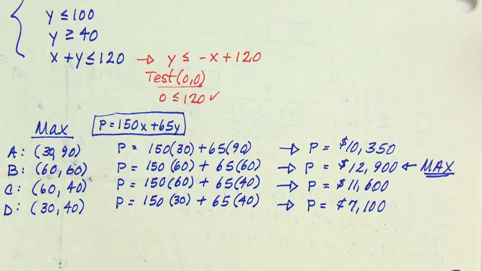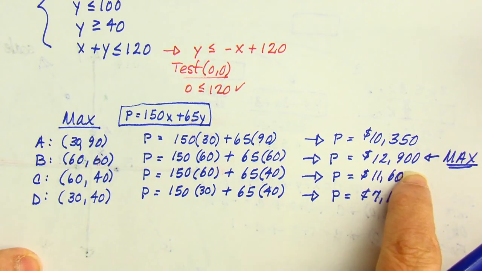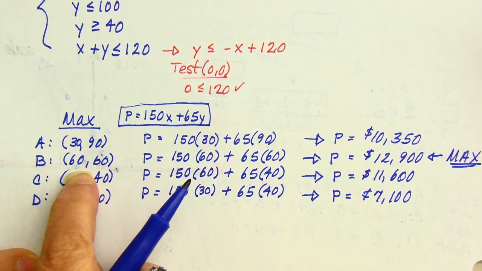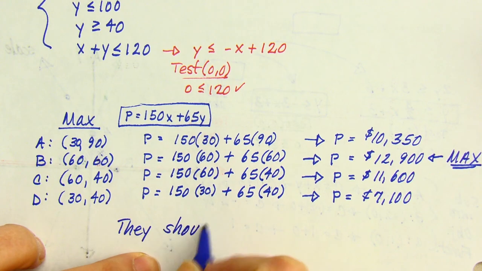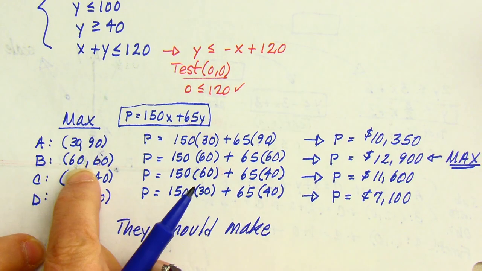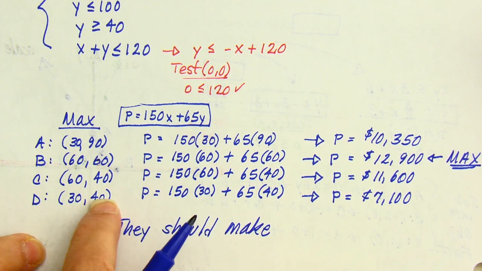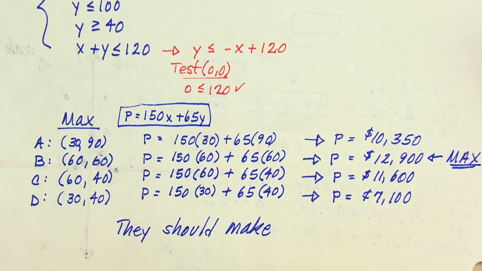Now, I still didn't answer the question. It says, how many tables and chairs should they make per day to maximize the profit? And how much is that maximum profit? We already found out how much. Now, we have to take the coordinates for the ordered pairs, 60, 60, and write in a sentence, they should make. This one's nice because I don't have to differentiate. In other words, if it was like 30, 40, well, 30 is tables, 40 is chairs. 60 is tables, 40 is chairs. This one, 60, 60, they're both the same. 60 tables and 60 chairs.